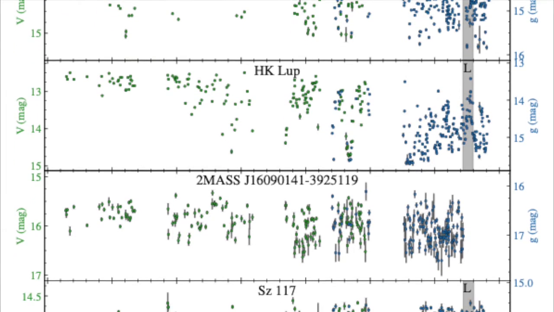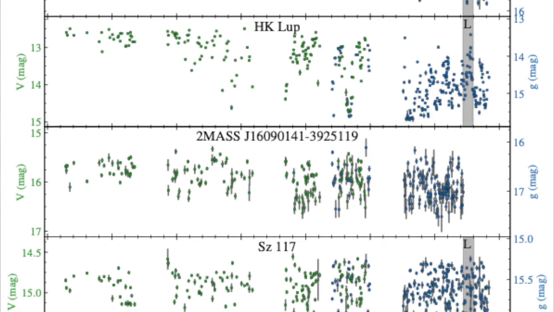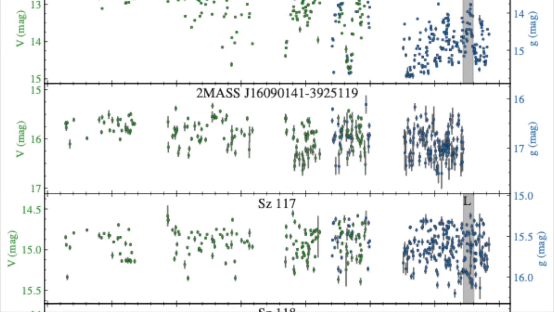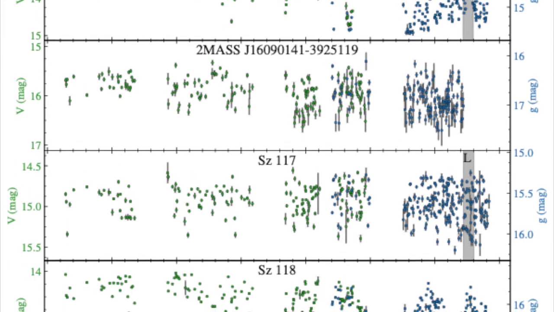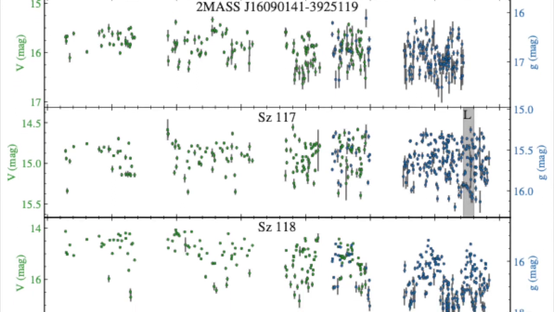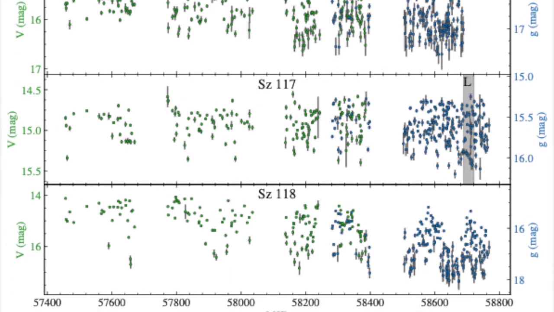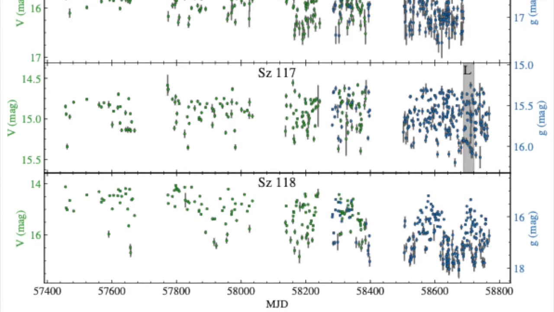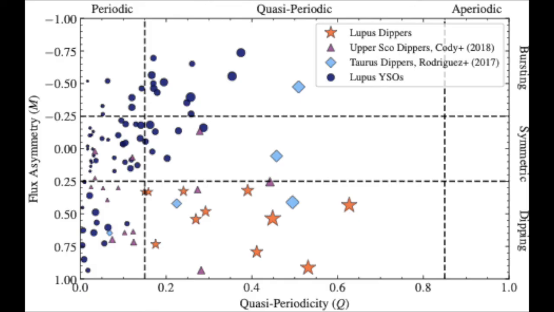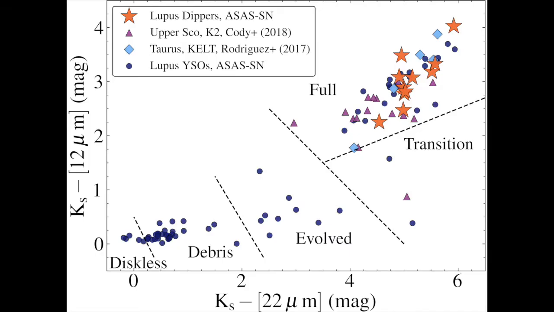We then classify these stars based on 2 criteria. First, by how periodic the dominant variability signal is, and second, whether this variability is predominantly brightening, dimming, or symmetric. In doing so, we find 11 stars in the Lupus region to exhibit variability consistent with the dipper type. By examining their infrared excesses as measured by WISE and 2MASS, we confirm there to be an indication of full disks around the stars.